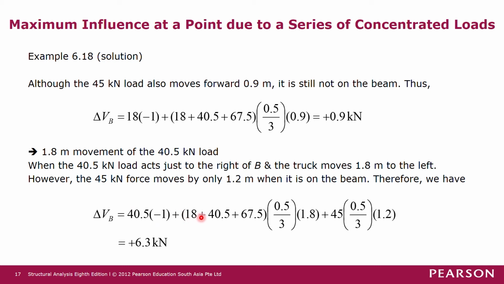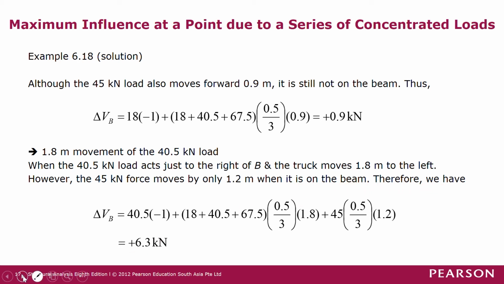And then the 18 kilonewton force moves by 1.8 meters along the slope. And then the 40.5 kilonewton force experiences a jump, and it moves on the positive slope of the influence line by 1.8 meters or so, same as for the 67.5 kilonewton force, right? And then down, the 45 kilonewton force will move by 1.2 meter when it's on the beam.